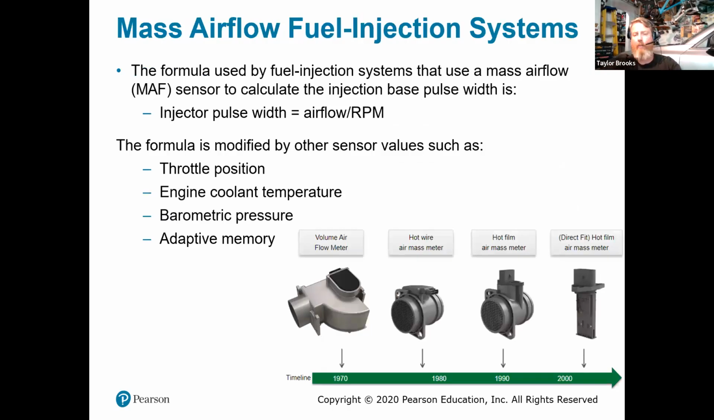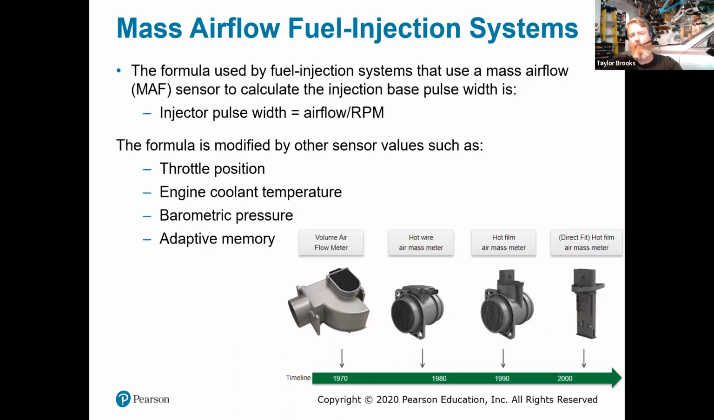Now, mass airflow was the earliest method in which we were able to calculate injector pulse width. Basically, it's just taking the amount of airflow or calculated airflow being drawn into the engine and dividing that by the engine's RPM or operational RPM.